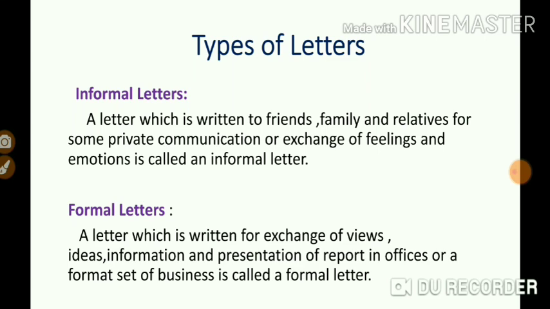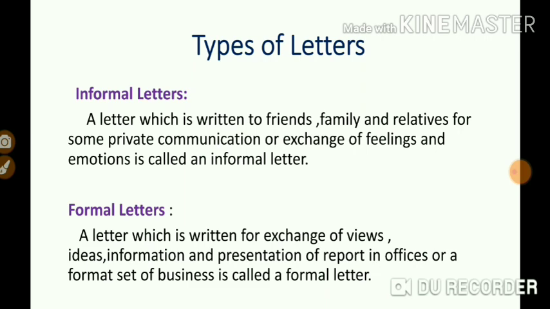So first of all, we will discuss what are the different types of letters that are usually written. As far as letter writing practice is concerned, it has been classified into two different categories: informal letters and formal letters. First of all, we will try to know what an informal letter is. An informal letter may be defined as a letter which is written to friends, family, and relatives for some private communication or exchange of feelings and emotions.